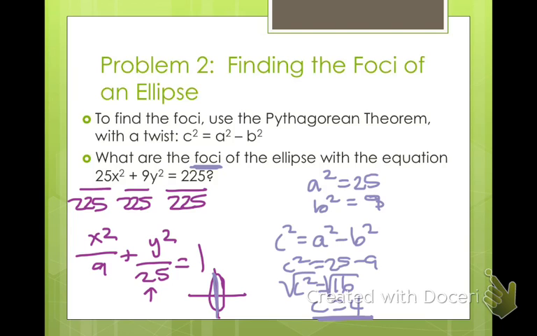So in order to find these points, we go up 4. So this is the point (0, 4). We go down 4. The point (0, -4). These are the 2 points of our foci, (0, 4) and (0, -4).